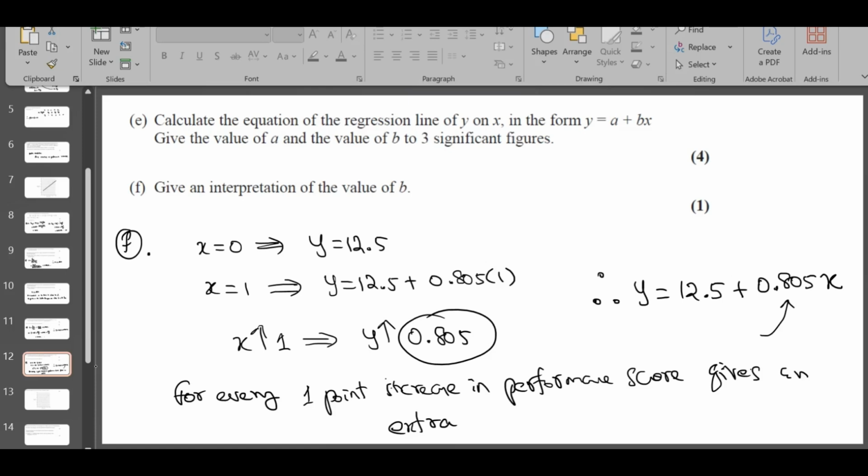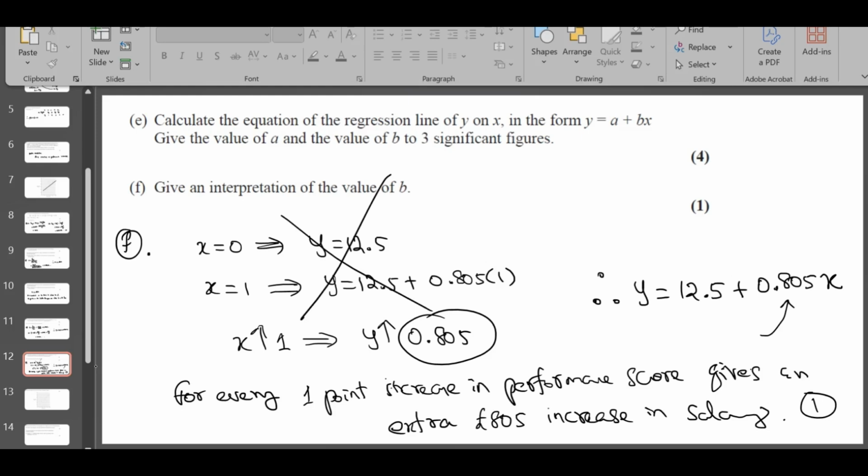So it gives an extra 805 pound increase in salary. You'll be given 1 mark for this. All these things are for your reference. That's the answer here.